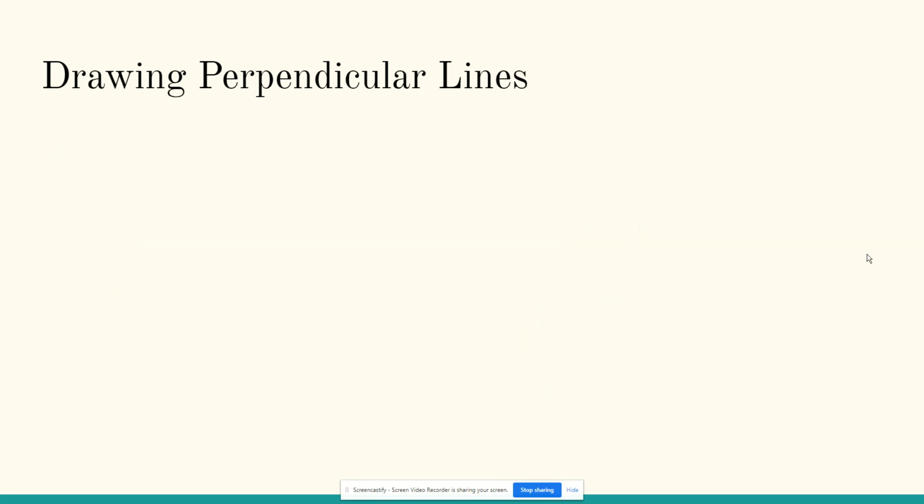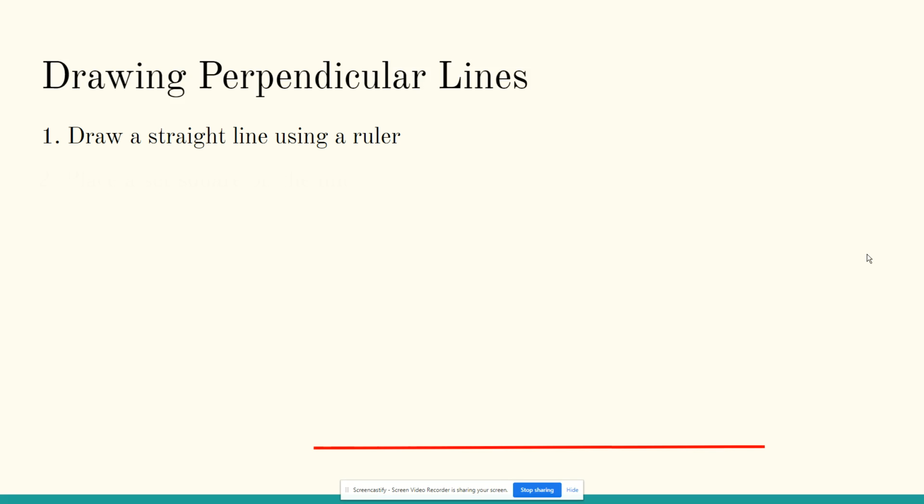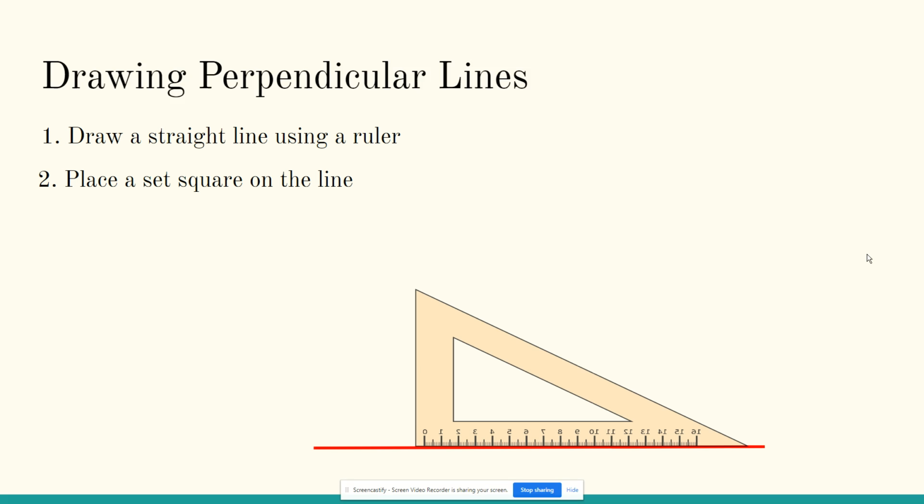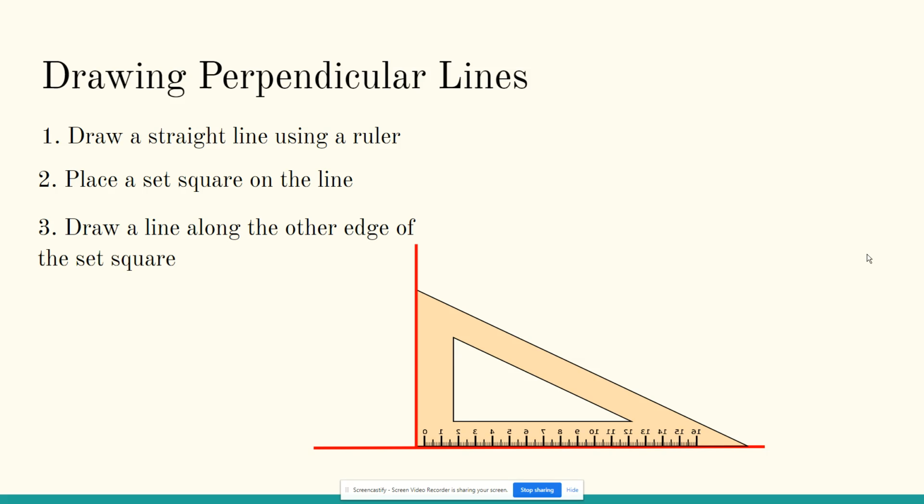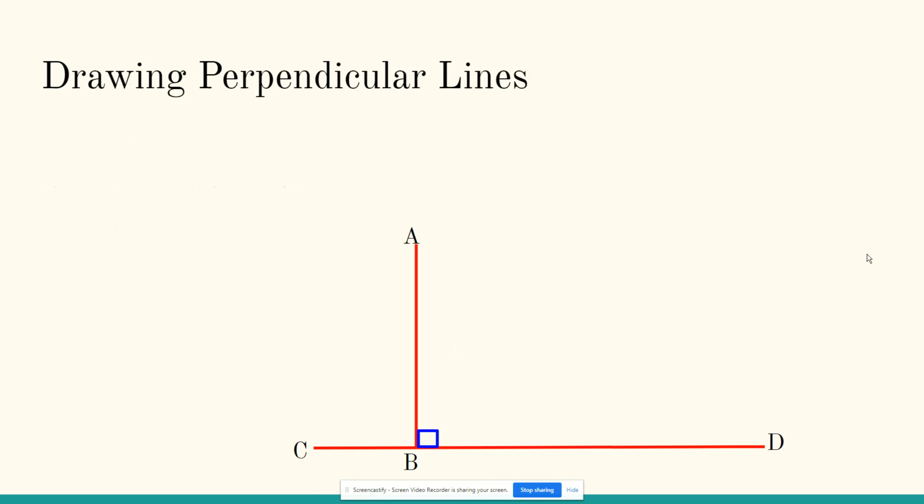Let us learn how to draw perpendicular lines. First, draw a straight line using a ruler, and then place a set square on the line, and draw a line along the other edge of the set square. That is our right angle. AB is perpendicular to CD, and we can use this symbol to write that statement.